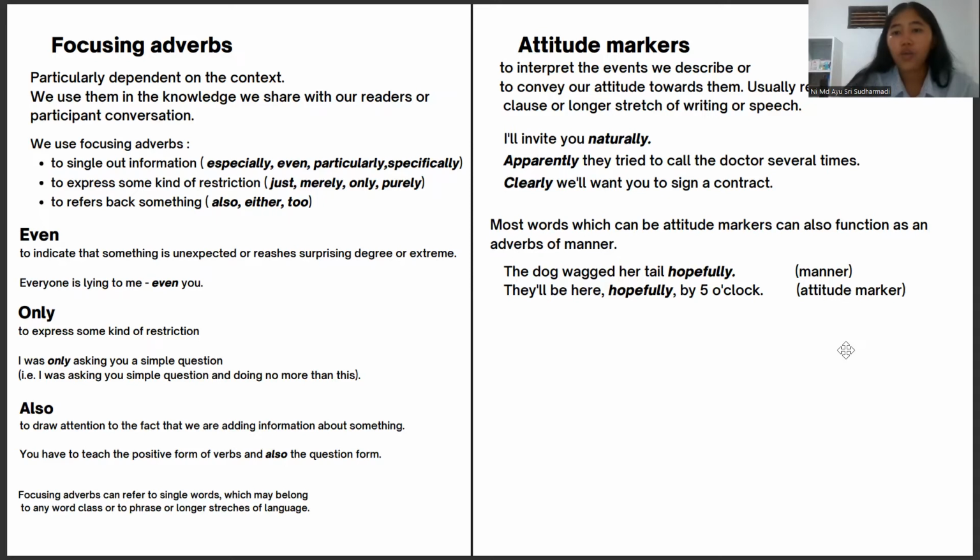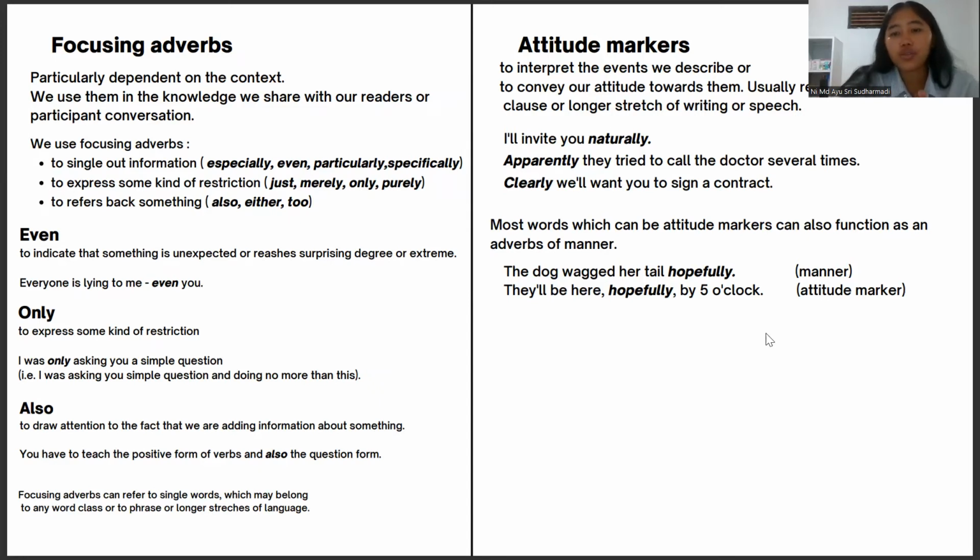And next, we have attitude markers. This is used to interpret the event we describe or to convey our attitude towards them, and usually refers to a whole clause or longer stretch of writing or speech. Here's the example. I will invite you naturally. Apparently, they tried to call the doctor several times. Clearly, we will want you to sign a contract.